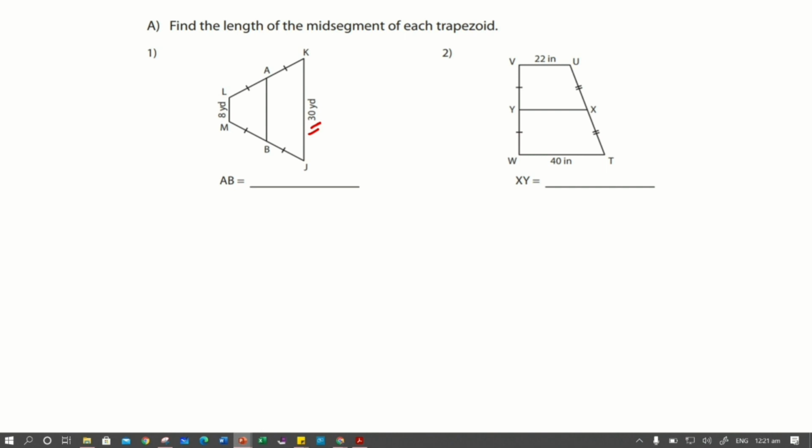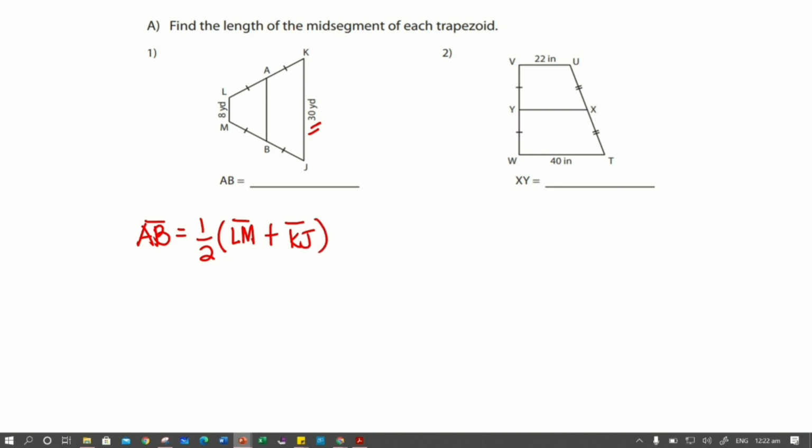So first, we have to find the equation. To find the equation of the mid-segment, segment AB is equal to 1/2 the sum of the two bases. So the bases we have there are segment LM plus segment KJ.